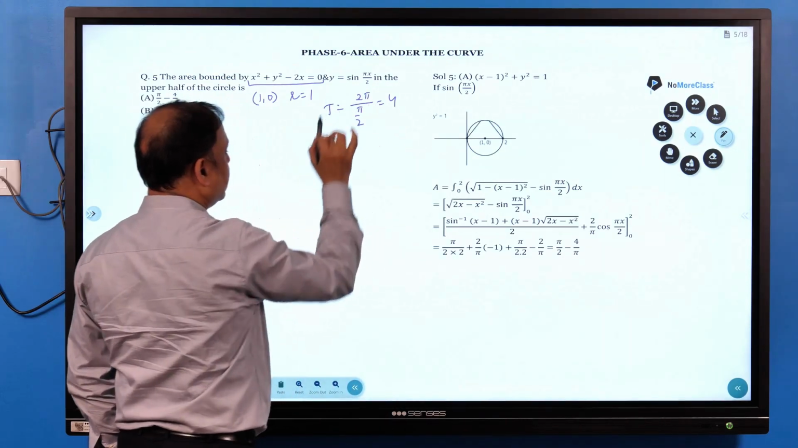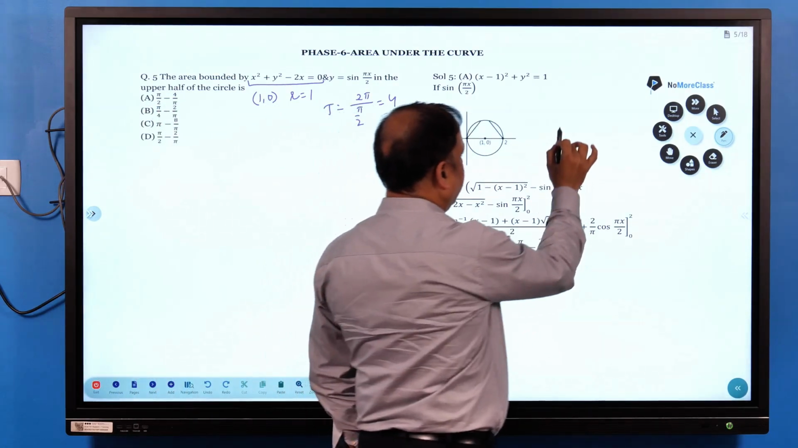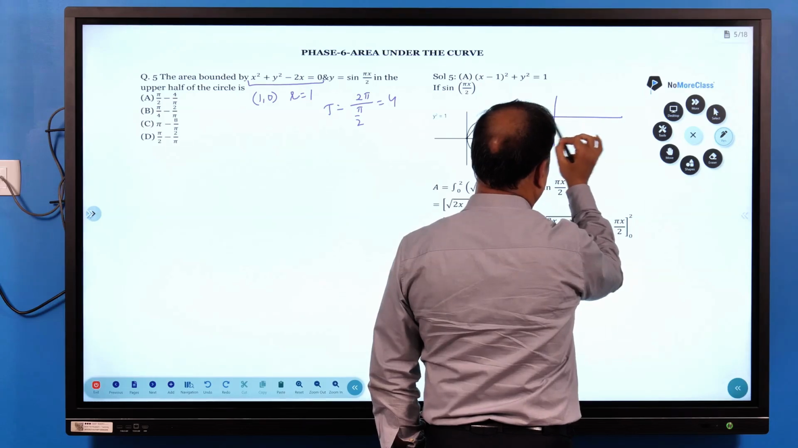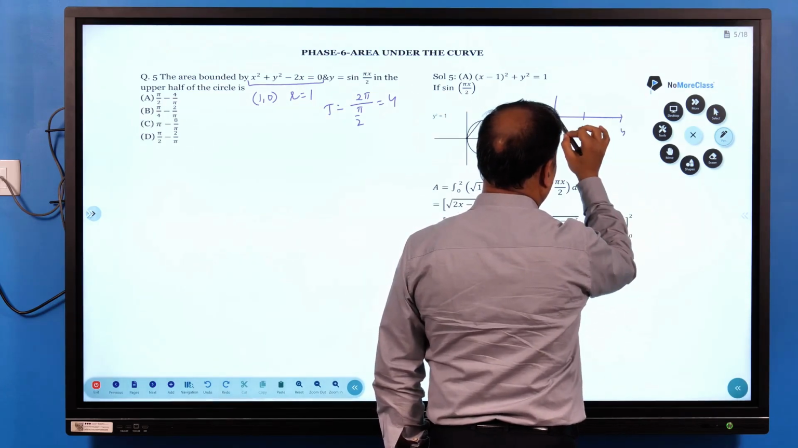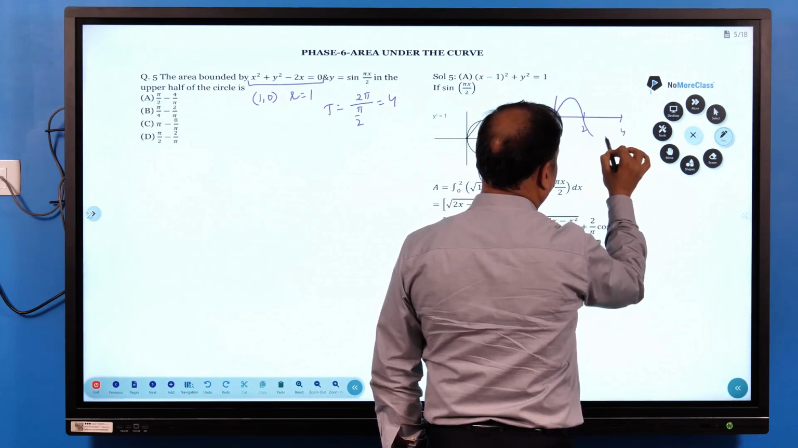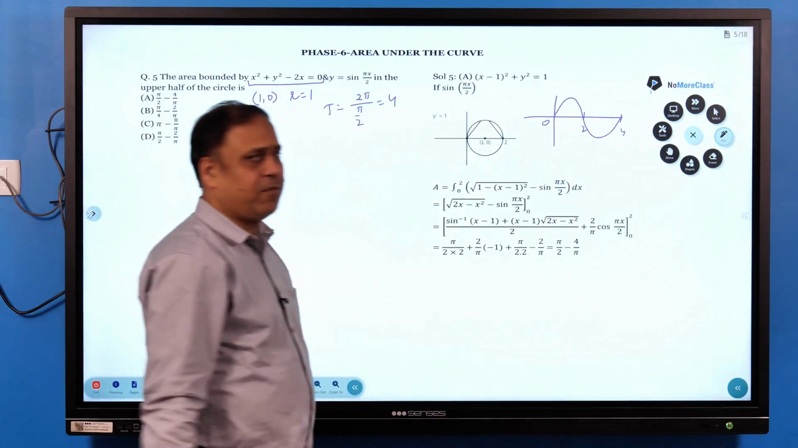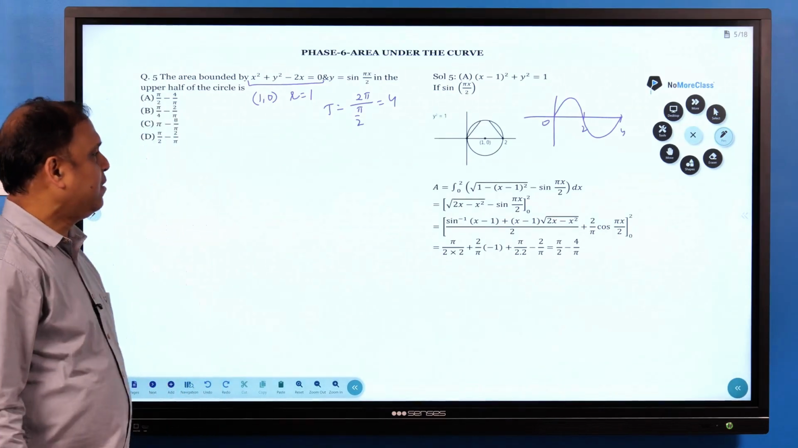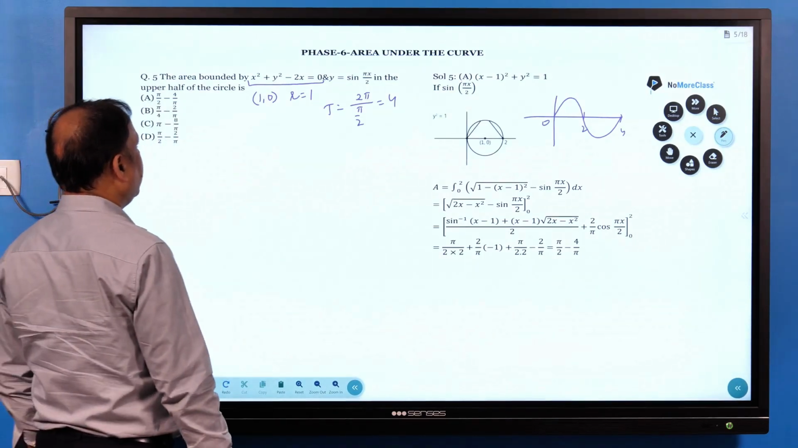That means this graph will be something like this: 0, 2, and 4. So in one cycle, 4, this will make one cycle. This will be the graph of this from 0 to 4. So area bounded by this.